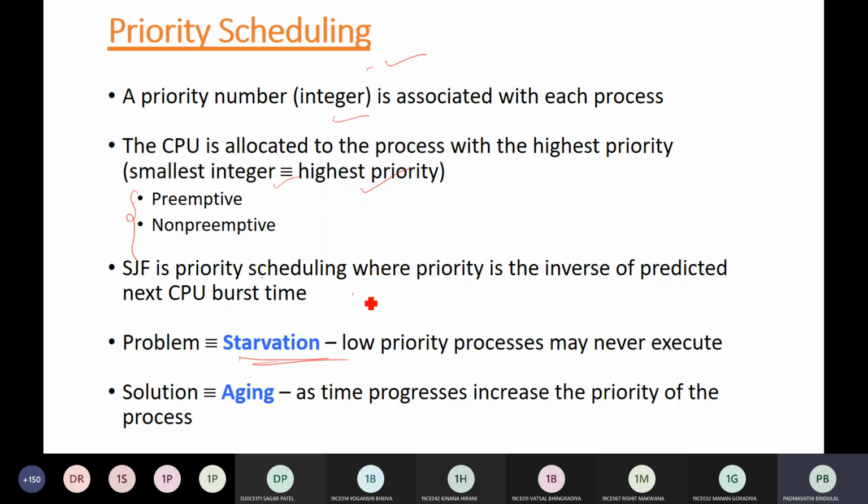So one solution is aging. Aging is a technique where, as time progresses, you increase the priority of the process. Like in our example, P1 was executed last. So with respect to time, you can increase the priority of P1 so that high priority processes don't let it starve.